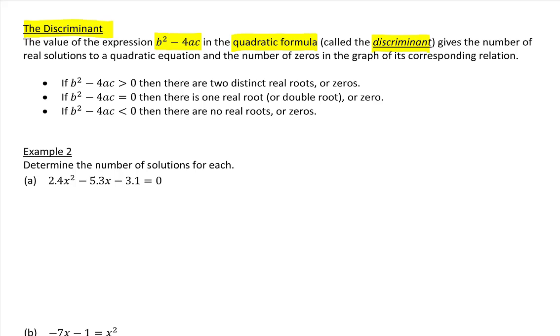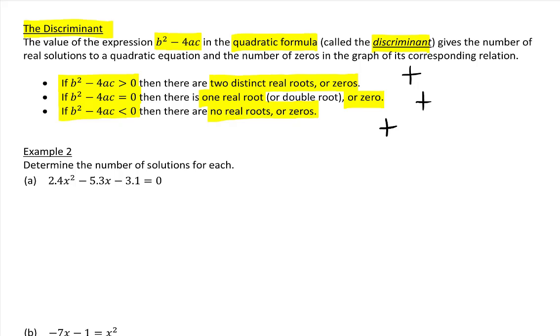So here are the three conditions. If the discriminant b squared minus 4ac is positive, or greater than 0, then there will be two distinct real roots or zeros. Distinct means they're different. If b squared minus 4ac equals 0, then there is only one real root, or zero. And if b squared minus 4ac is negative, less than 0, then there are no real roots or zeros. So we have three conditions we're looking at.